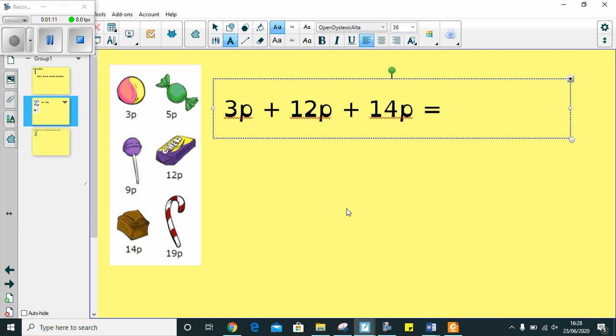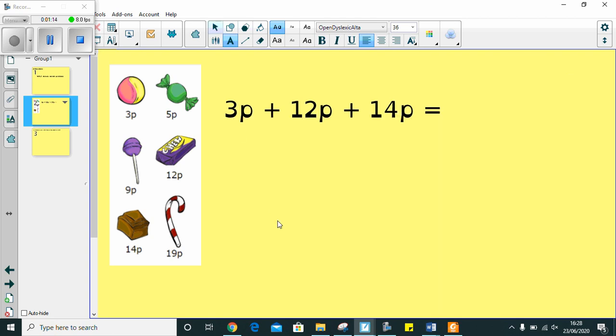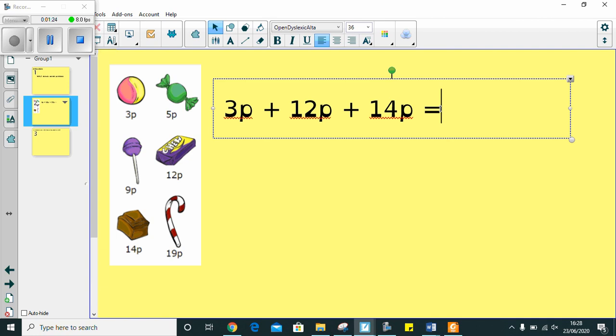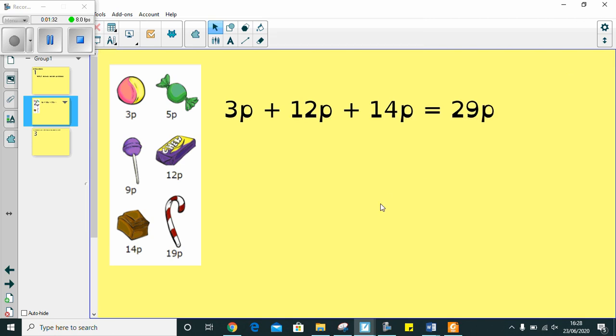Now it is exactly the same as when you're just adding 3, 12, and 14. There is no difference at all. So I'm going to add 3 and 12 together first. 3 and 12 is equal to 15. Then I'm going to add on 14. So I know that 15 add 14 is equal to 29p. So working it out this way is exactly the same as just adding. There's no difference to it at all.